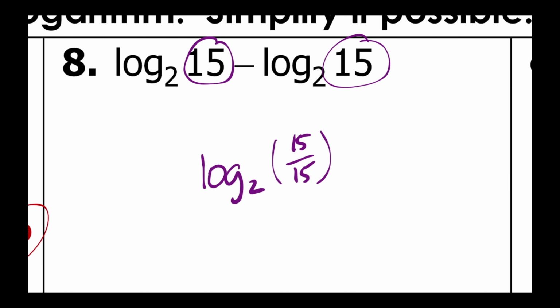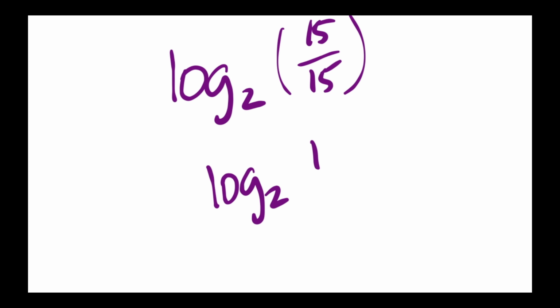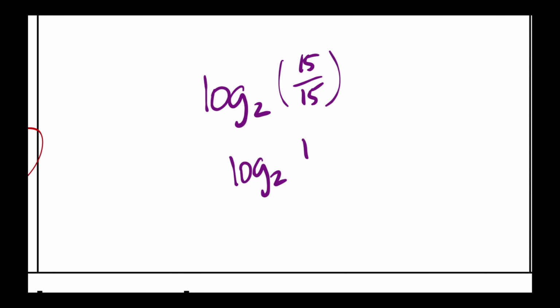So this is log base 2, right? Because we are subtracting, so we're going to get this result and put them over each other. So 15 divided by 15. And so now we have log base 2 of what's 15 over 15? That's 1, right? So now here we go. This is where we have to answer the question. What exponent of 2 gives me an answer of 1?